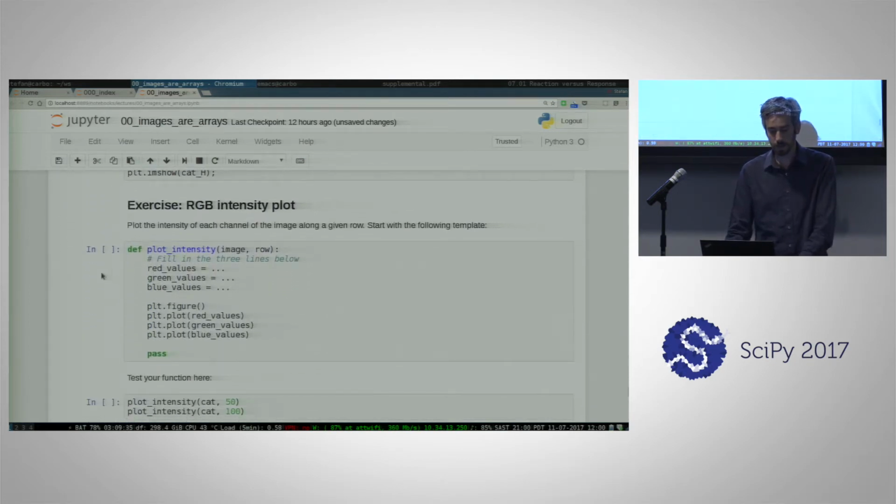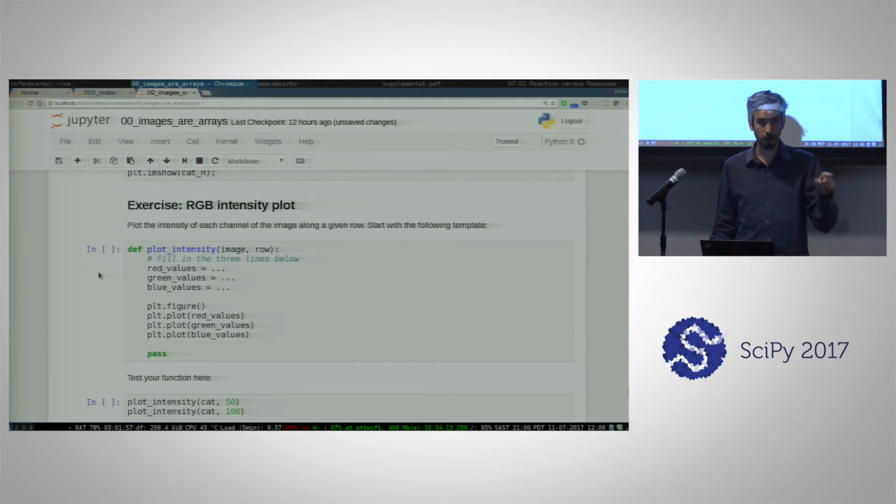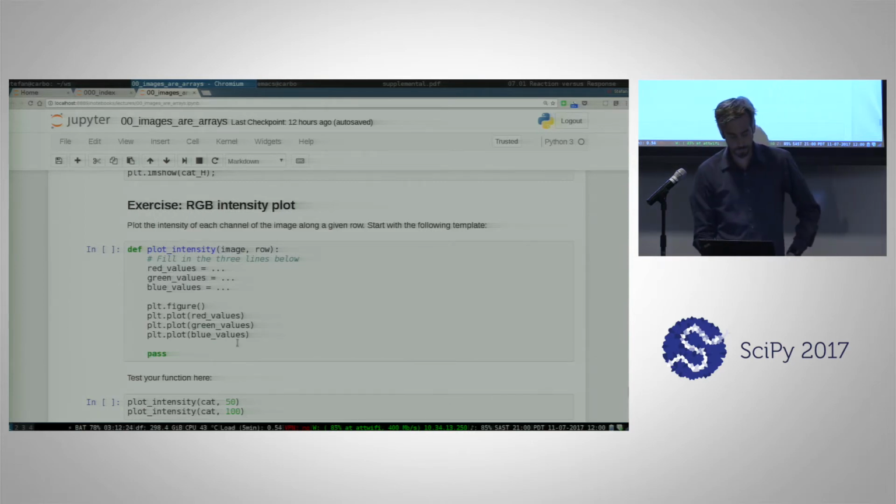The second exercise is to do an RGB intensity plot. So I'm going to give you a color image, an M by N by 3 image. And your job is to, at a specific row of that image, take a slice of the image and display the red values, the green values, and the blue values. So image, slice through the image, and make a line plot of red, green, and blue.